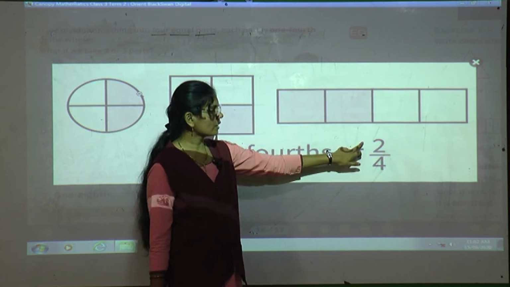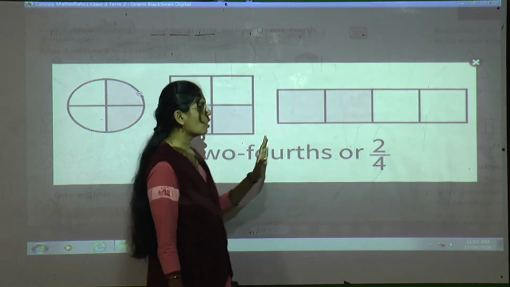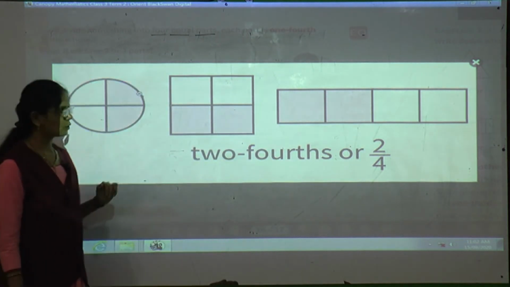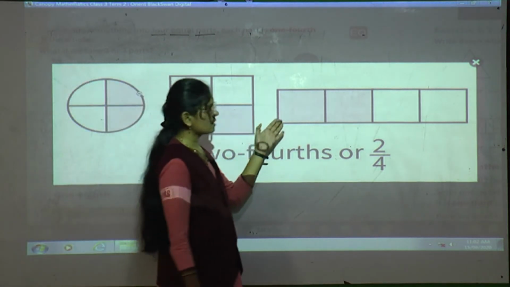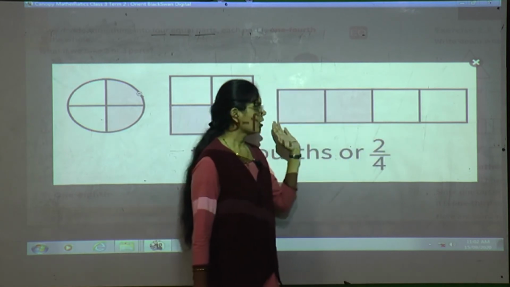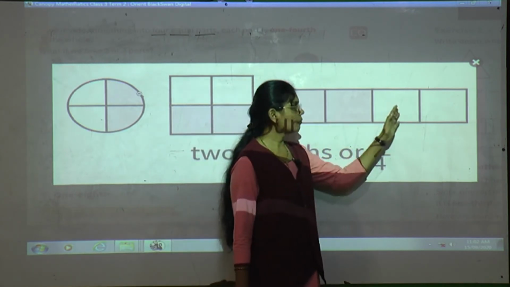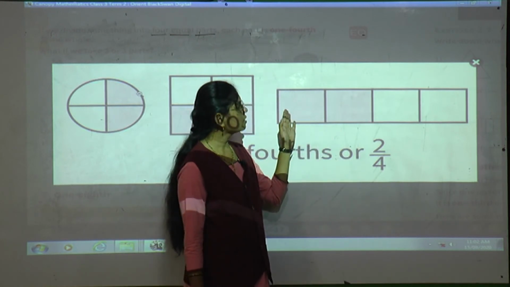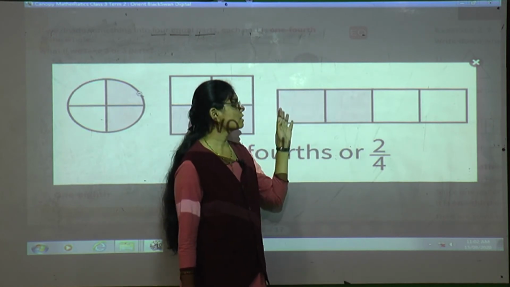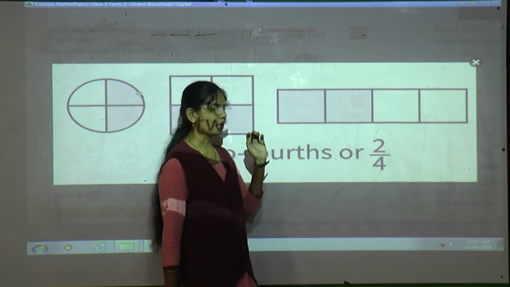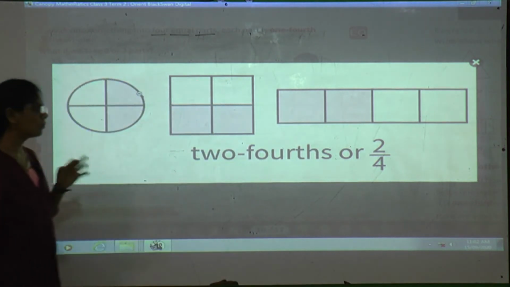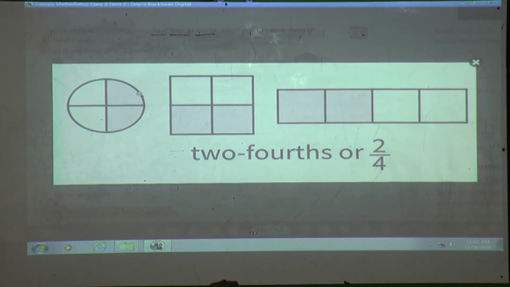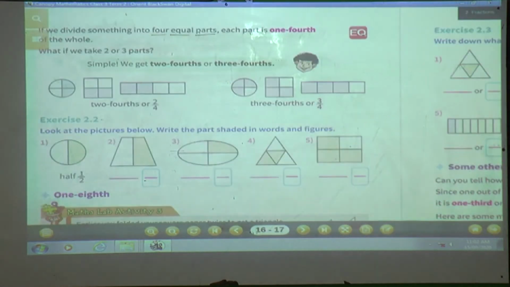2/4. How will you read? 2/4 or 2/4. Okay, here also one strip is there. You can see this strip. This strip is divided into 4 equal parts, and out of that 4 parts, 2 parts are shaded. So this is 2/4 or 2/4. Okay, clear this 2/4? Okay, now we'll see what is meant by 3/4.